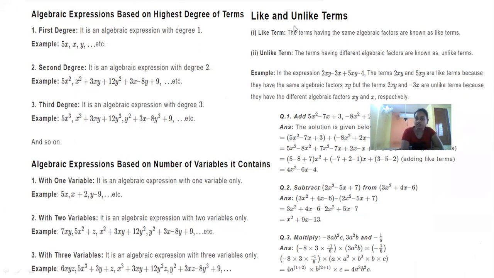As I have mentioned, the terms having the same algebraic factors are known as like terms, and those having different algebraic factors are known as unlike terms. In this expression, 2xy minus 3x plus 5xy minus 4, the terms 2xy and 5xy are like terms because they have the same algebraic factor, that is xy. But the terms 2xy and minus 3x are not like terms because they do not have the same algebraic factors. One has 2xy, whereas another has minus 3x. In one it is only x, and in the other it is x into y. So they are called unlike terms.